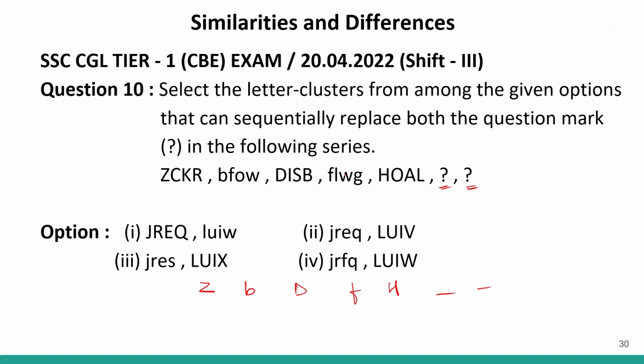Firstly, just by the looks of it, I can see that this is caps, this is not caps, this is caps, this is not caps, this is caps. So the next term will be not caps and then caps. So I can eliminate option number 1 clearly just looking at it. So now my answer is between these three terms.